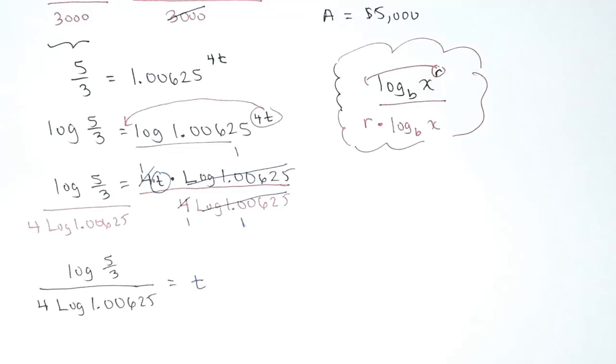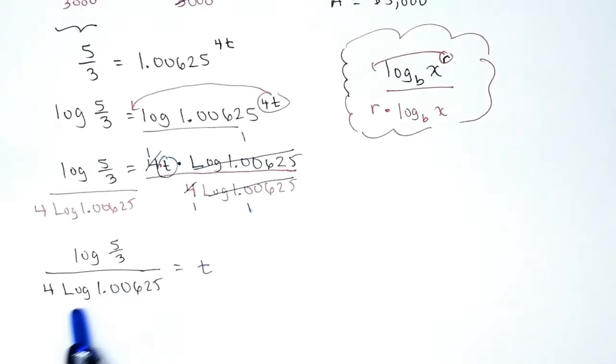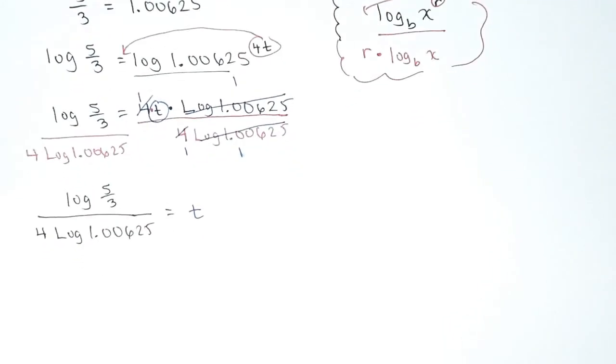Now, if you were walking down the street and I say, hey, how long is it going to take for something? And you say, oh, it's going to take exactly log of 5/3 over 4 times log of 1.00625 years. I'll be like, talk to me in English. So let's go ahead, use our calculator and round it to, I think it's 1 decimal place.